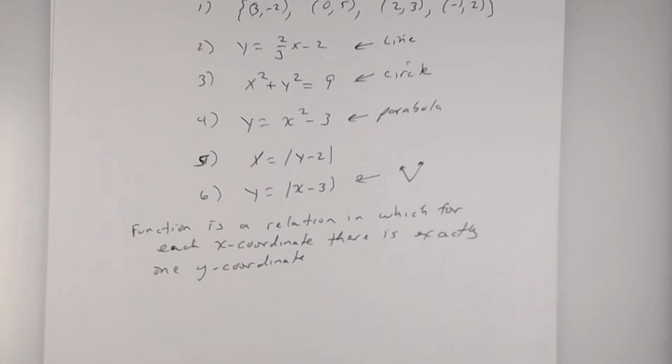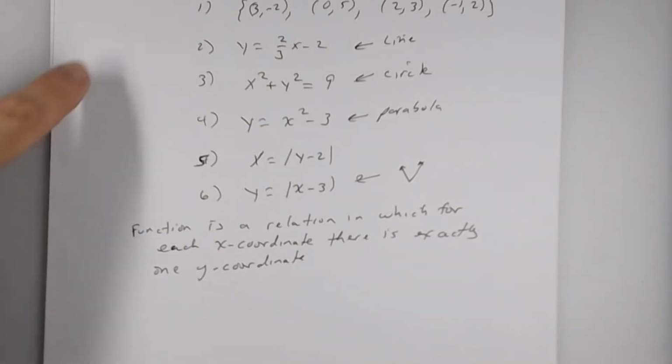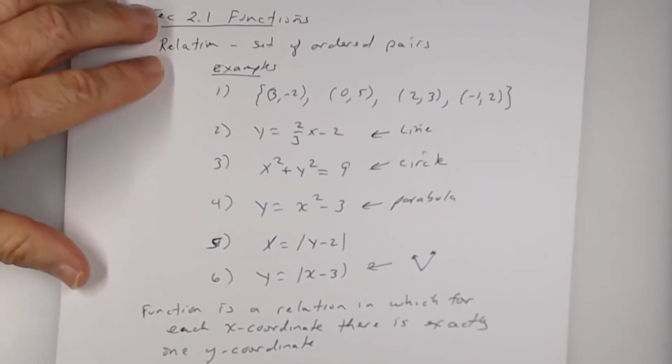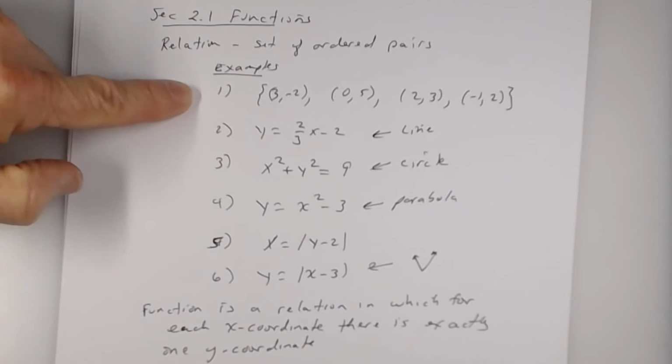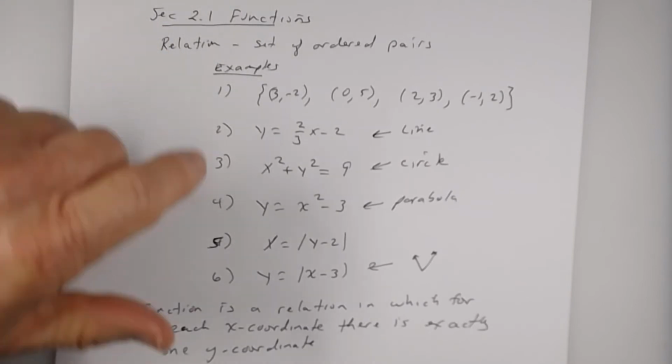So let's start out with an easy kind of relation, and that would be where the set of ordered pairs is actually given. Of all of these, unless you know what the graph looks like, number 1 is probably the easiest to deal with. So let's look at this example.